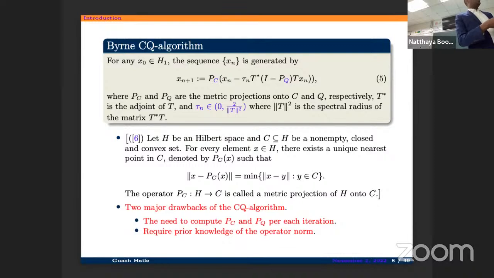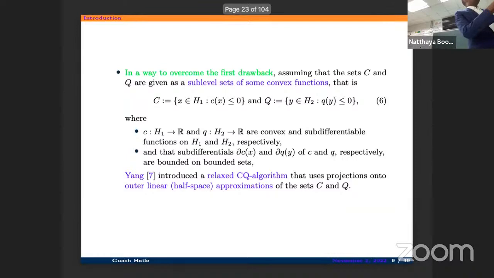So in the way to solve the first drawback, an author, Young, this researcher assumed the involved sets C and Q to be level sets of some convex functions. So he defined them in this form, where C and Q are convex and subdifferentiable functions on H1 and H2 respectively, and their subdifferentials are bounded on bounded sets.